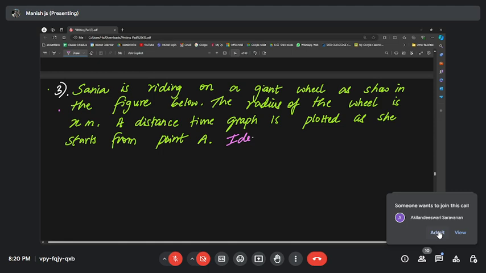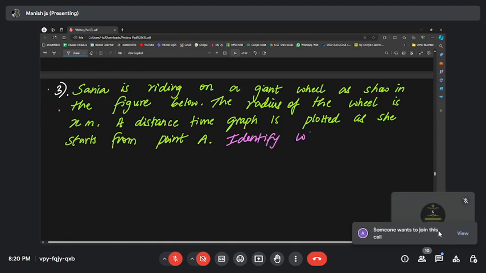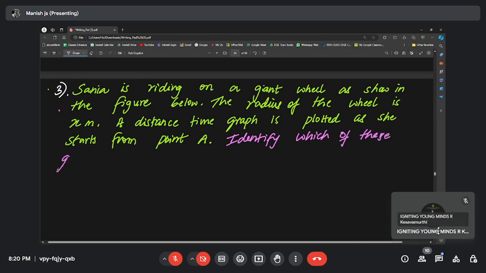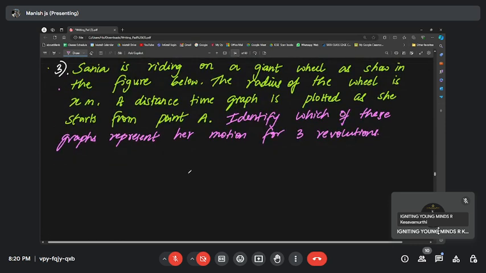Identify which of these graphs represent her motion for 3 revolutions. So you'll have to identify which of the graphs are representing her motion for 3 revolutions.